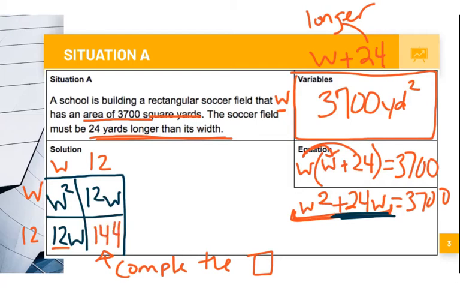All right, so I'm going to be adding 144 to both sides. I add it to this side, 24W plus 144, to make this whole thing a perfect square trinomial. And I've got to add it to this side, and I'm just going to put it underneath because I don't have room. I add it to that side just to keep it balanced. Remember the equal sign: what you do to one side, you've got to do to the other side.